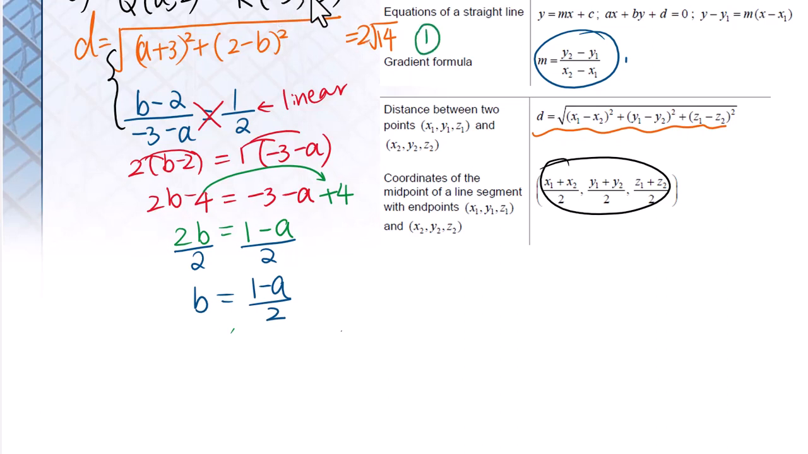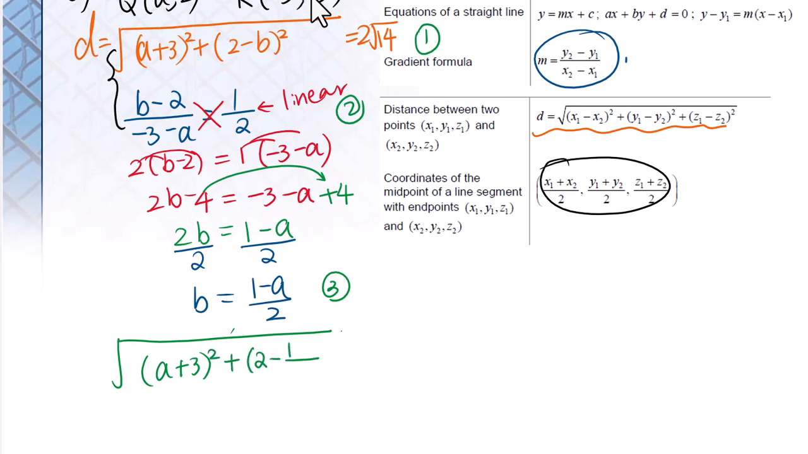This is the first equation, second equation, third equation. Substitute (1 minus a) over 2 for b in the first equation. So we get (a plus 3) squared plus (2 minus (1 minus a) over 2) squared equals 2 square root of 14. Then by solver.